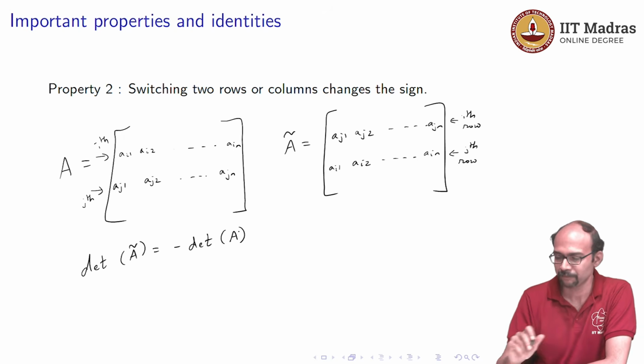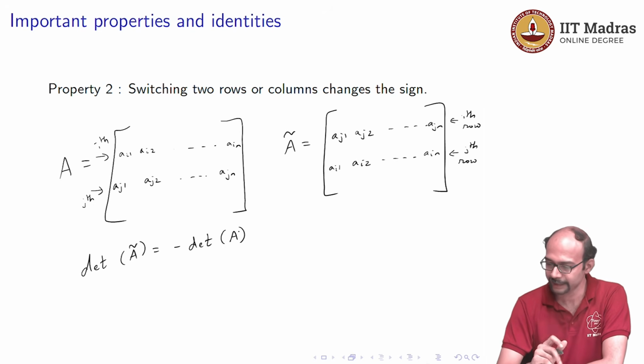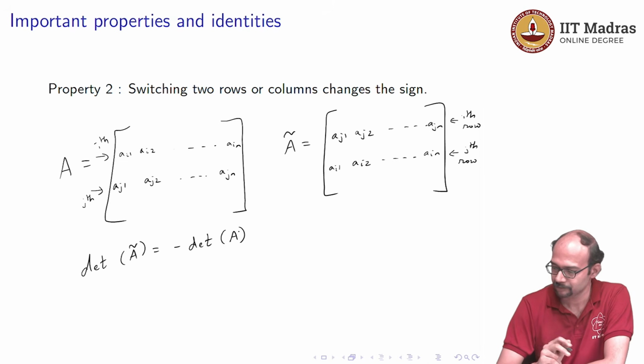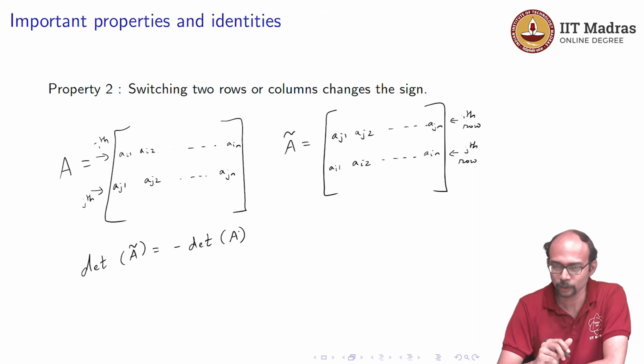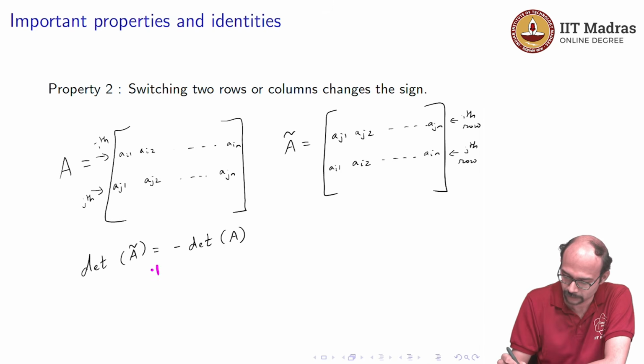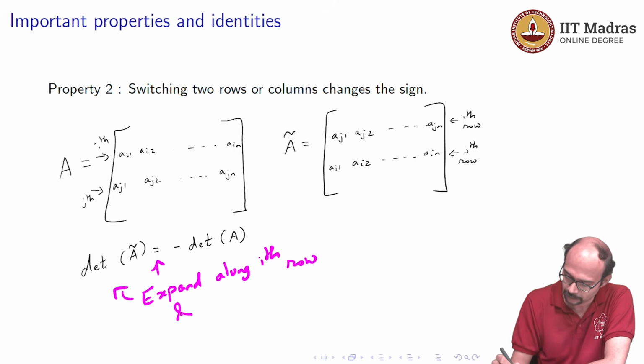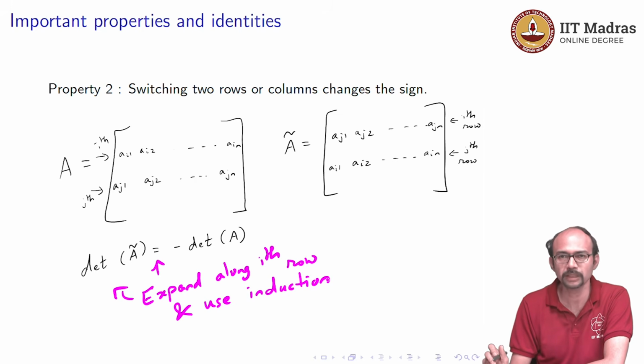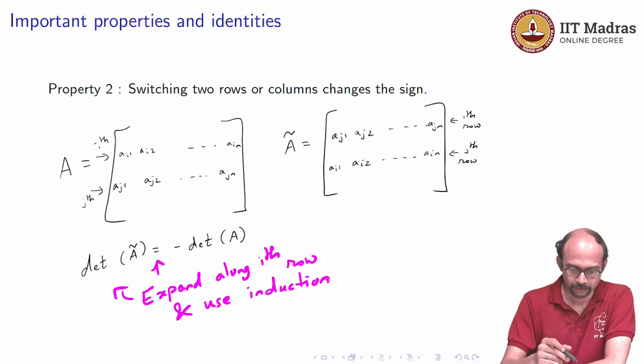Okay, how do we get this? So the idea is to expand along the ith row and then use induction. So expand along ith row and use induction. Okay, so if you do that, you will see a minus sign coming up. Fine.